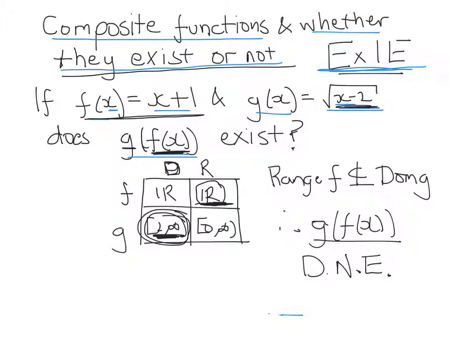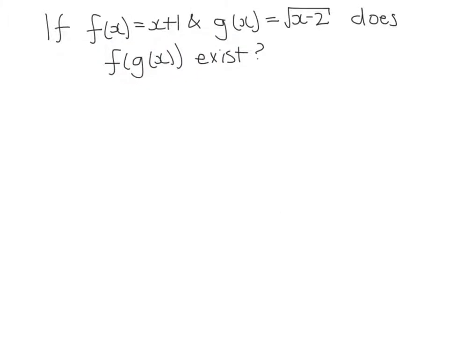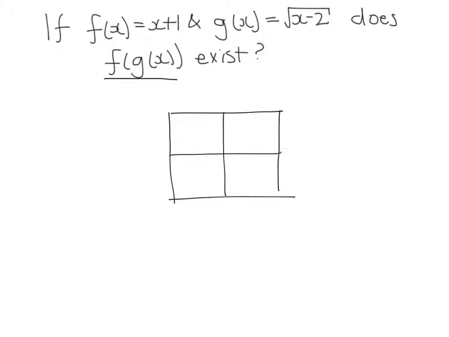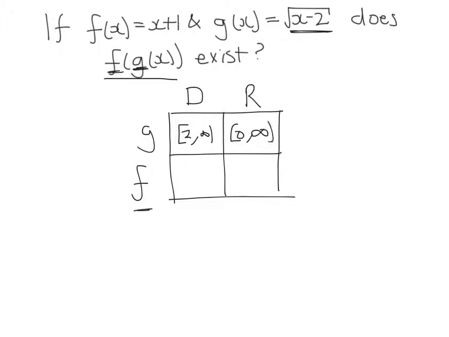Alrighty, let's try another one. Now here's the other way around, I guess. Before we were working out g of f of x, now we're working out f of g of x. So let's set up a table like we did before, with the domain and the range, the inside function g on the top line and f of x, the outside function, on the bottom line. Now, what is the domain and range for g? Well, that'd be from 2 to infinity and from 0 to infinity.